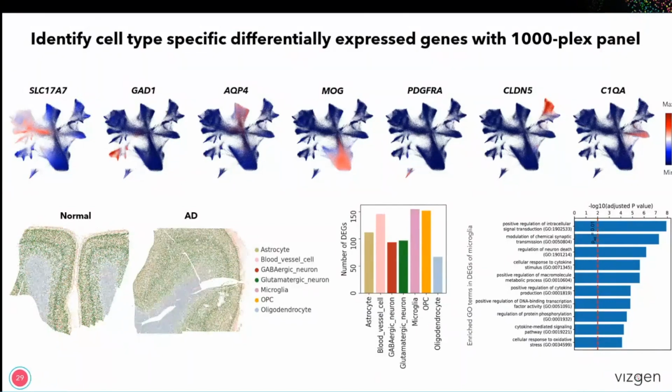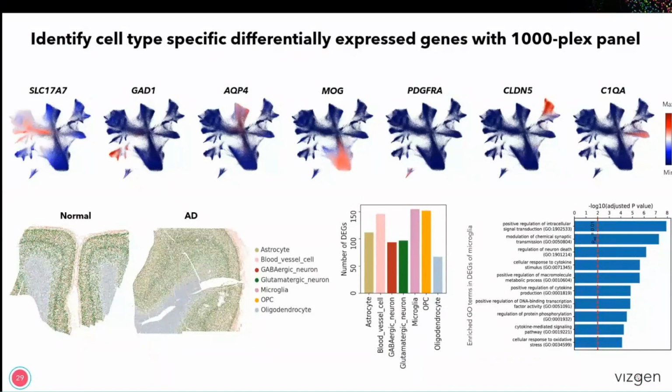But pathway analysis from these differential expressions reveals some interesting hits, such as modulation of chemical synaptic transmission, regulation of neuron death, and the cellular response to cytokine stimuli, and also microglia activation. So this has been heavily implicated in recent AD studies.